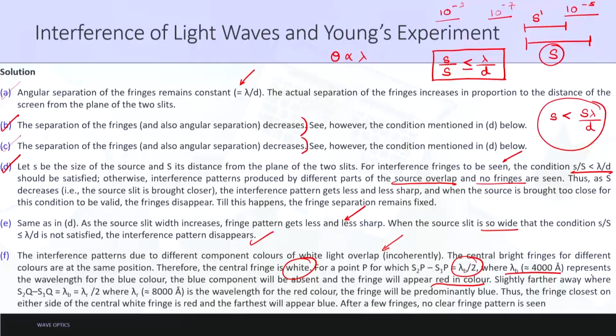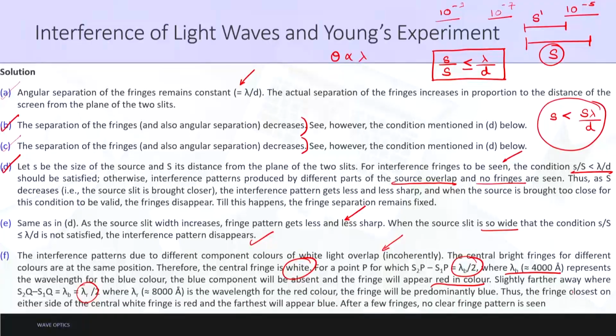Similarly, if we go farther away such that the value of lambda r by 2 is reached, where lambda r is the wavelength of red color, then at that point destructive interference will happen for red color, and hence red color will not be visible, and blue color will be visible there. So the fringe will be predominantly blue. Thus the fringe closest on either side of the central bright fringe is red and the farthest will appear blue. After a few fringes, no clear fringe pattern is seen.